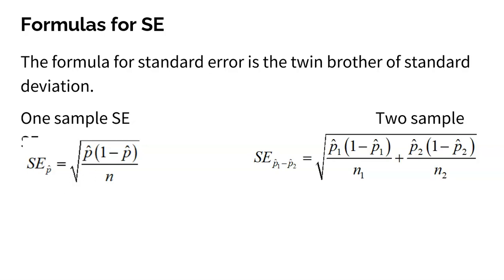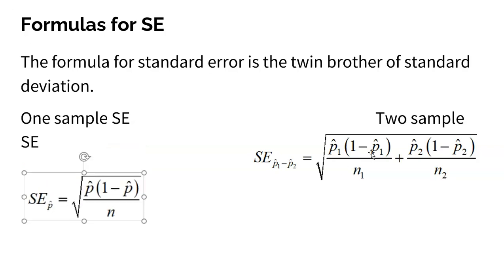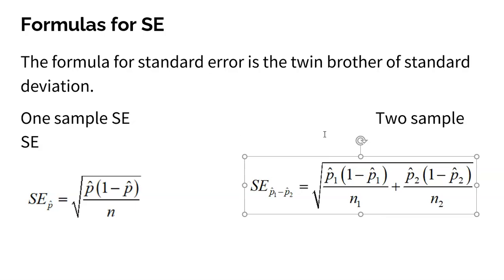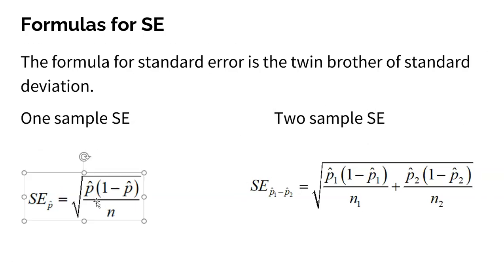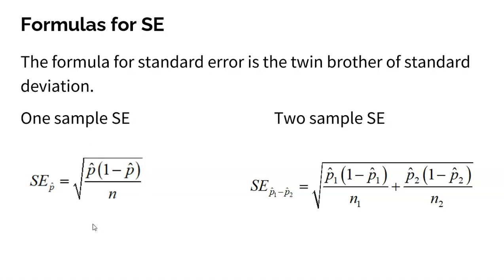So here are the formulas for standard error. Here they are. A little bit of a typo here. Let me fix that. Sorry, there we go. Okay, so for a one sample, all I'm doing is using my standard deviation formula, but I'm replacing the p's with p hats. With two samples, I'm replacing the p's with p hats. That's it. That's when you are using standard error. So the formulas for standard error are the exact same formulas for standard deviation. We're just replacing the p's with p hats.